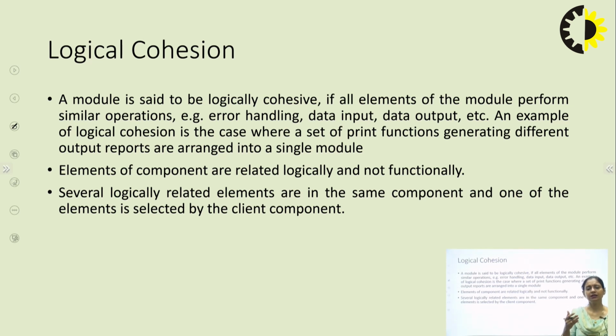So when we are using the try catch block in a programming language, depending upon the type of error, a logic is built. If one type of error would be there, this type of exception handling will be done. If this type of error comes, then this type of exception handling will be done. So this comes under logical cohesion, wherein the elements of the component are related logically and not functionally.